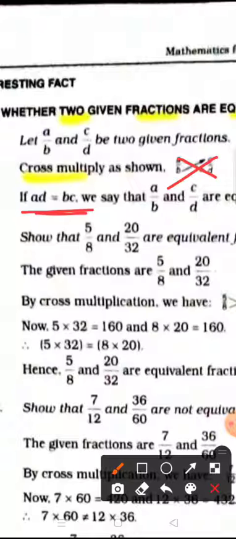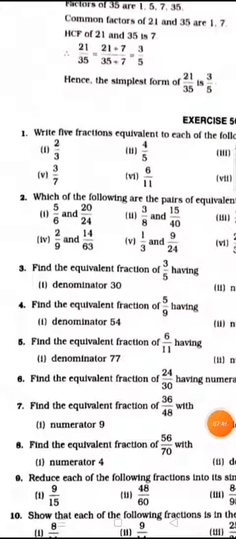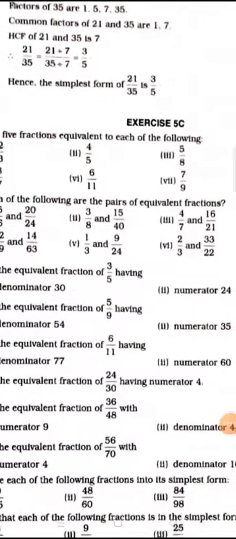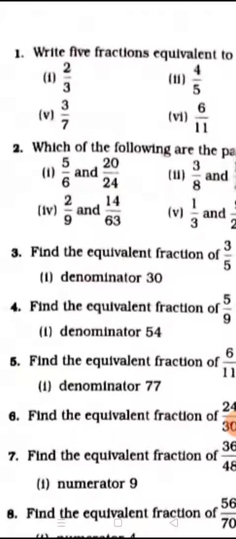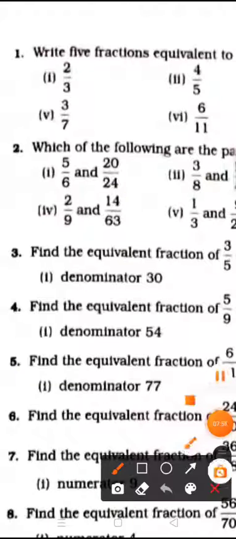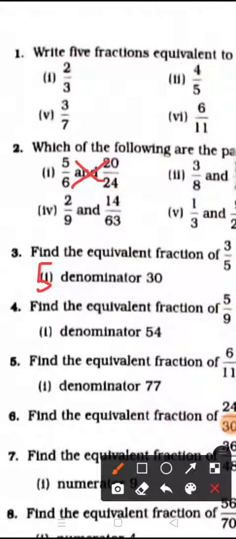So I have to explain through the question. Let's see. See question number 2. Which of the following are the pairs of equivalent fractions? So what you have to do is cross multiply these numbers. It means 5 multiply 24 and 6 multiply 20.